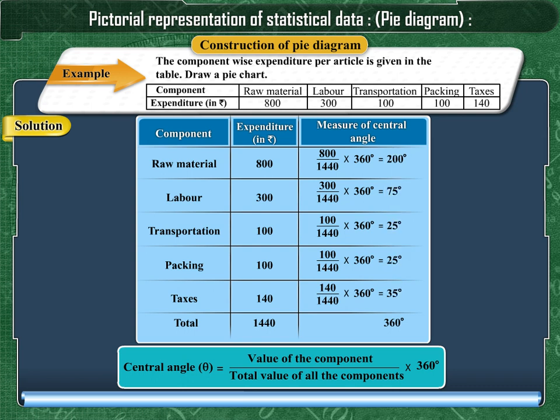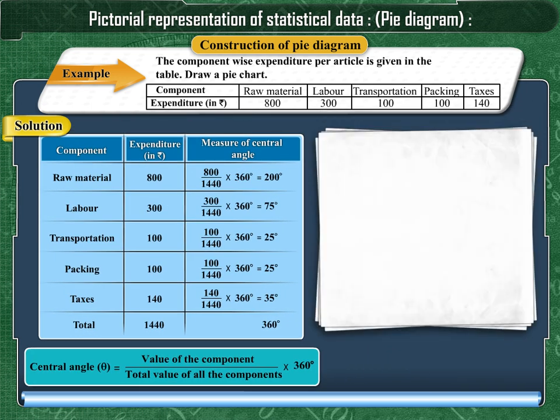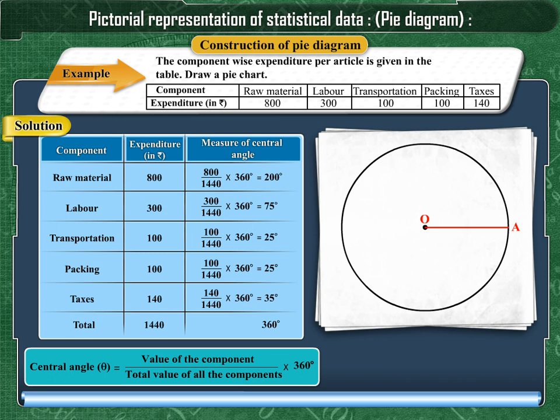We next draw angle BOC equal to 75 degrees in anti-clockwise direction. This sector represents labor. The central angles corresponding to transportation, packing, and taxes are 25 degrees, 25 degrees, and 35 degrees. Therefore, we draw angle COD and angle DOE in the anti-clockwise direction. The remaining angle, angle EOA, is automatically of measure 35 degrees and corresponds to taxes. The sectors corresponding to these angles represent transportation, packing, and taxes. Thus, we get a pie diagram of the given data as shown.